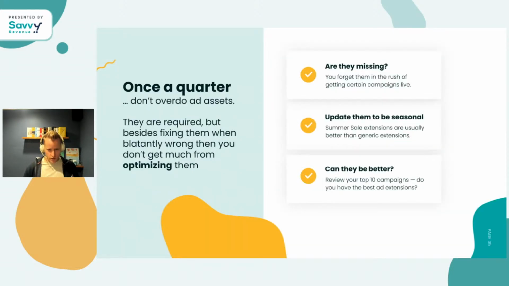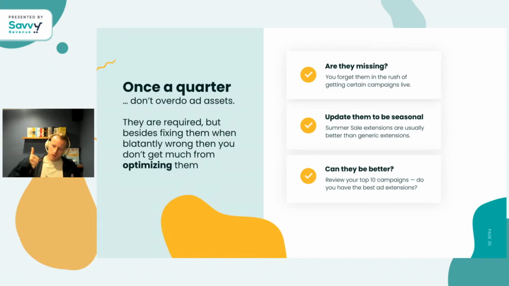Once a quarter, do these things. They're all required, you should all do them, and they should be fixed when you do something blatantly wrong, but you don't get much from optimizing them. Writing free shipping or $0 shipping in a site link probably has no effect whatsoever. You can at least see.